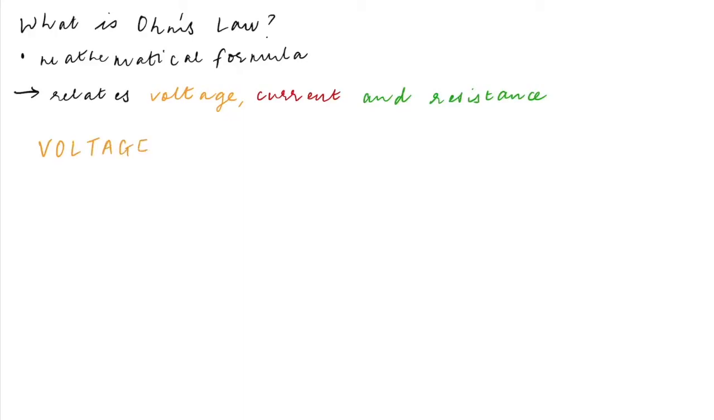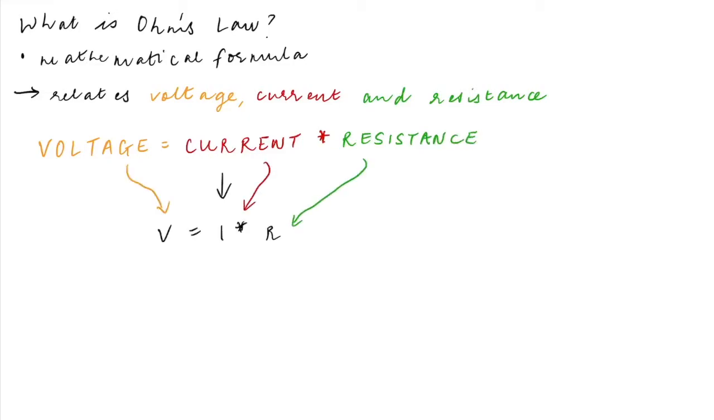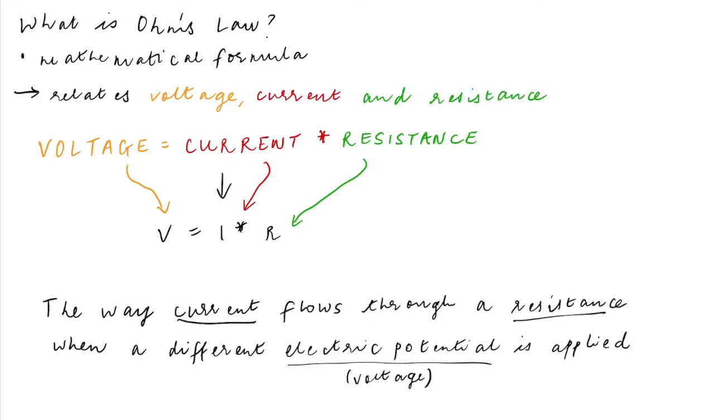As a refresher, electric current is the rate of flow of electric charge past a point or region. Ohm's law states that voltage is equal to current multiplied by resistance, which is often shortened to V = IR, where V stands for voltage, I stands for current, and R stands for resistance. Ohm's law describes the way that electric current flows through a resistance when different electric potential, that is voltage, is applied at each end of the resistance.